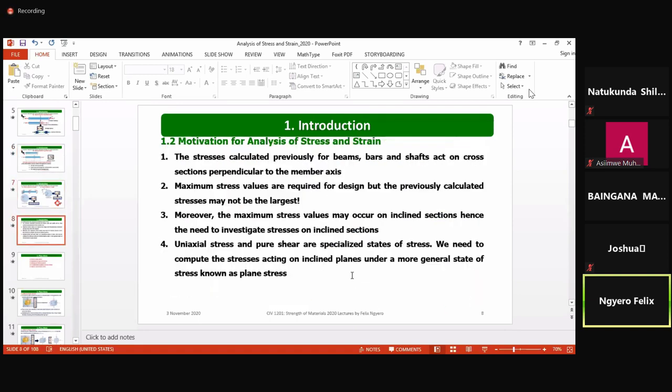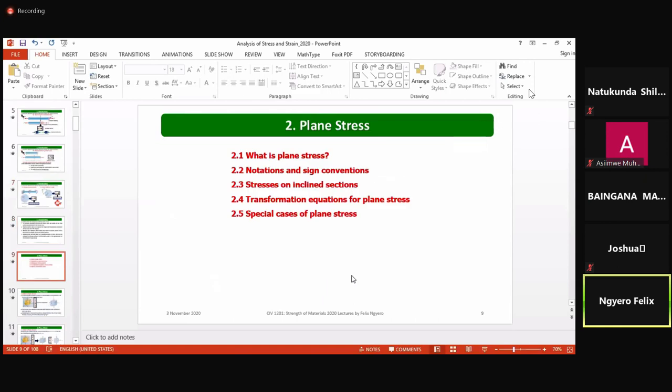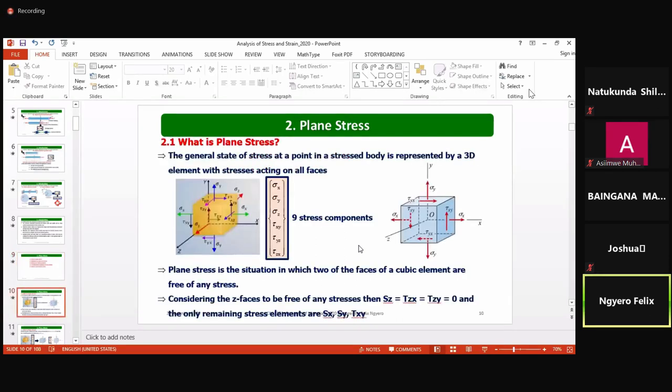So now we proceed on to the next, which is plane stress. Plane stress. So what is plane stress? First we'll see what plane stress is, and there are notations and sign conventions which we shall learn. And then we'll see how to compute stresses on an inclined section, and the transformation equations for plane stress. And of course, some special cases of plane stress. So what is plane stress?